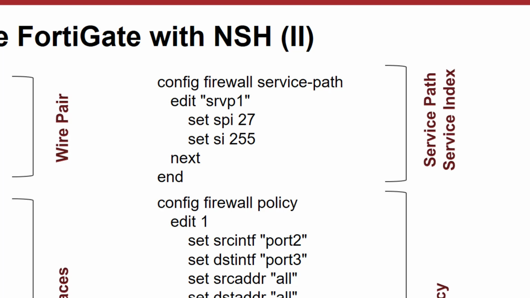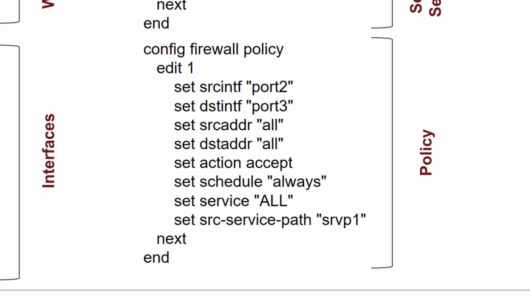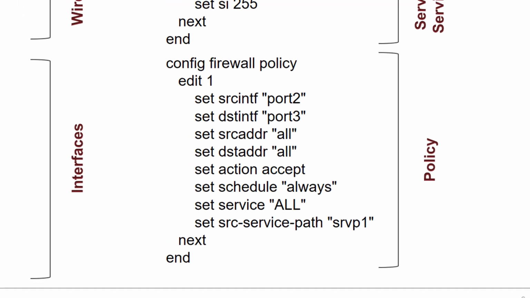Then we will use this service path in the next configuration, in the firewall policy, to indicate that we want the traffic to go from port 2 to port 3. Of course, we can customize the action, schedule and services, and we also have to include the source service path that we defined before. Please also note that you can define multiple firewall service paths that can be included here in the firewall policy.